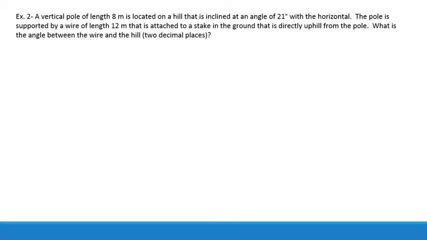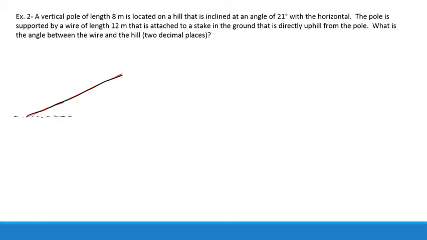Okay, so we don't have the compass directions here, so that part's a little bit easier, but understanding what's going on might not be. So we have a hill. Oops, that's supposed to be black. We have a hill. What is going on here? Let's try it one more time. There we go. We have a hill, and it's inclined at an angle of 21 degrees with the horizontal.